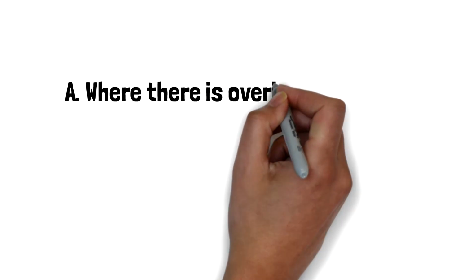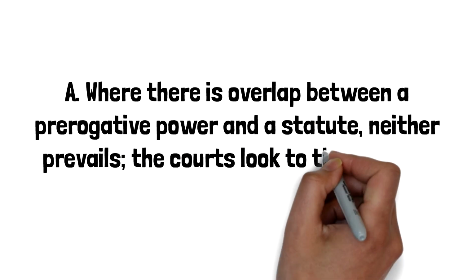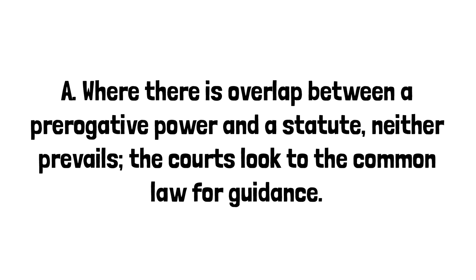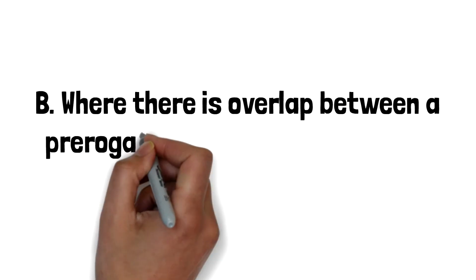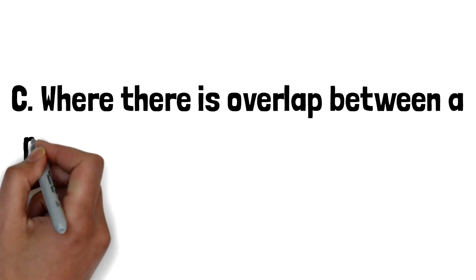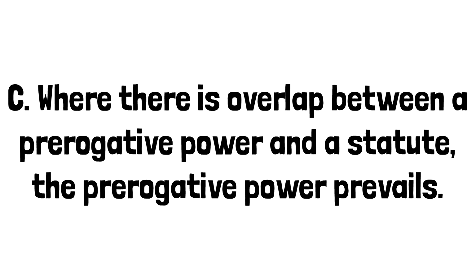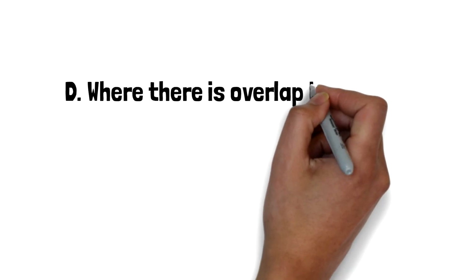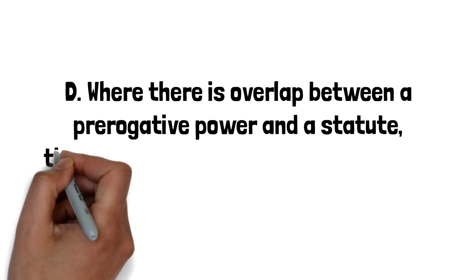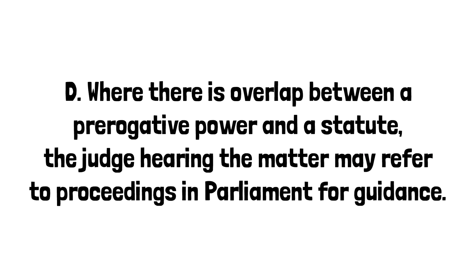A. Where there is overlap between a prerogative power and a statute, neither prevails. The courts look to the common law for guidance. B. Where there is overlap between a prerogative power and a statute, the statute prevails. C. Where there is overlap between a prerogative power and a statute, the prerogative power prevails. D. Where there is overlap between a prerogative power and a statute, the judge hearing the matter may refer to proceedings in Parliament for guidance.